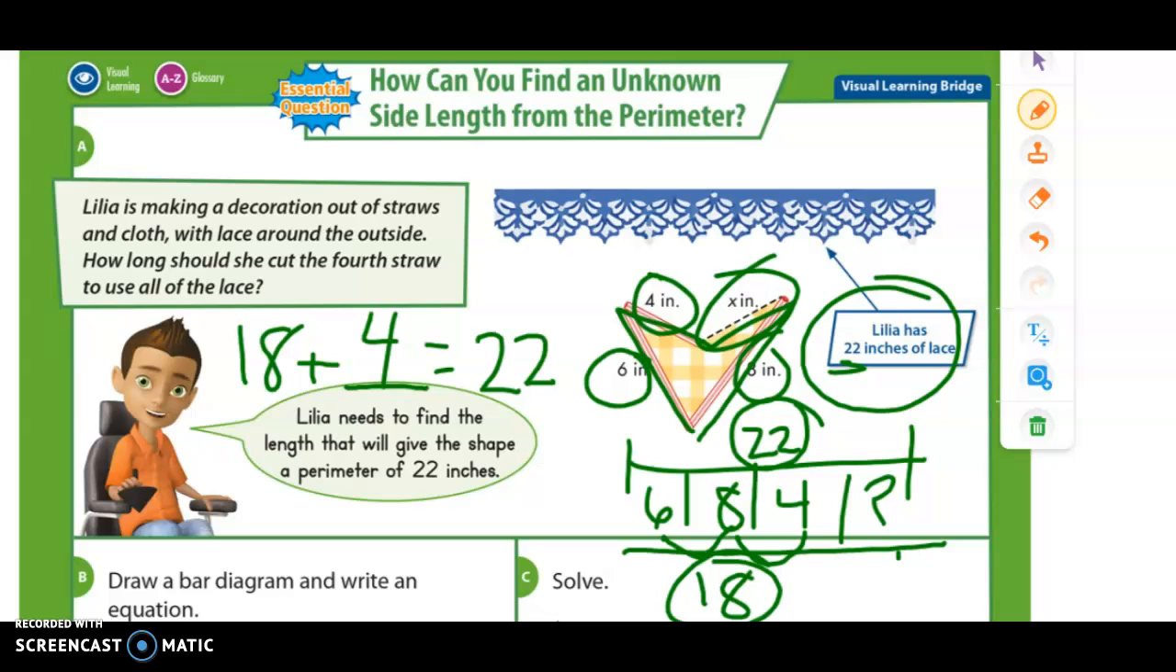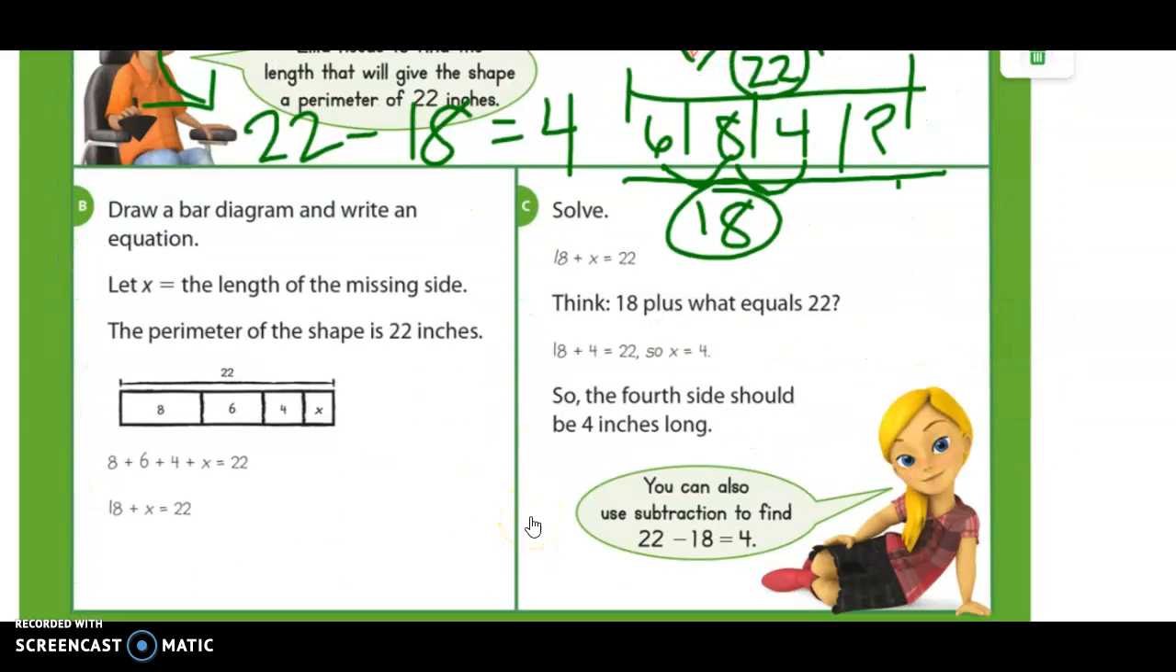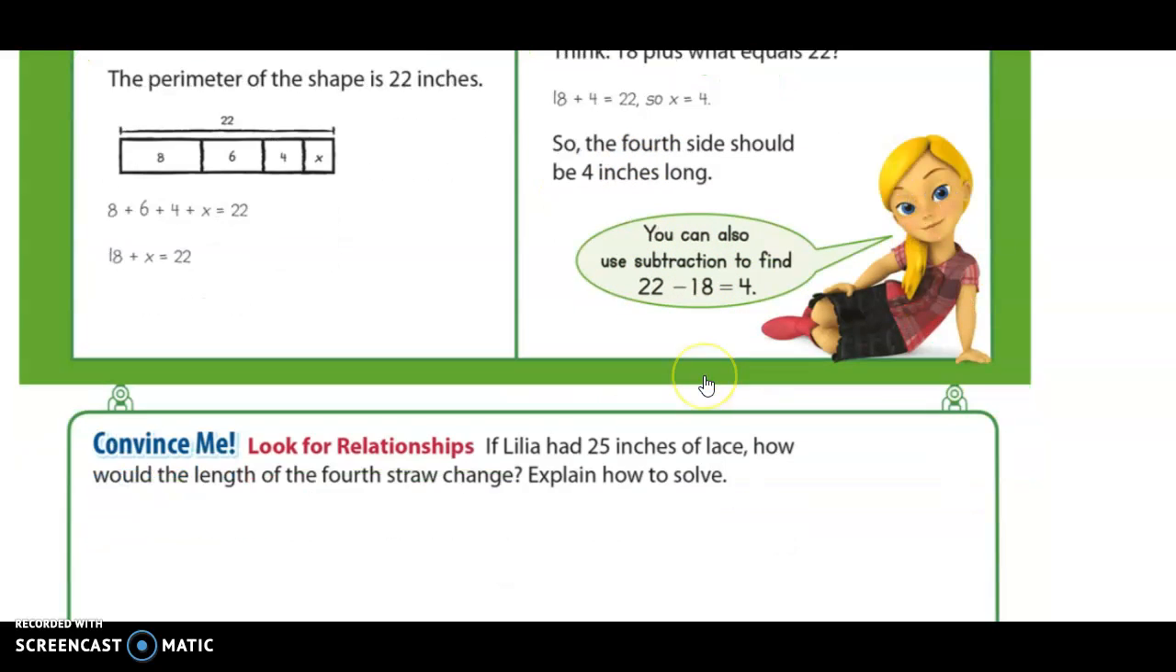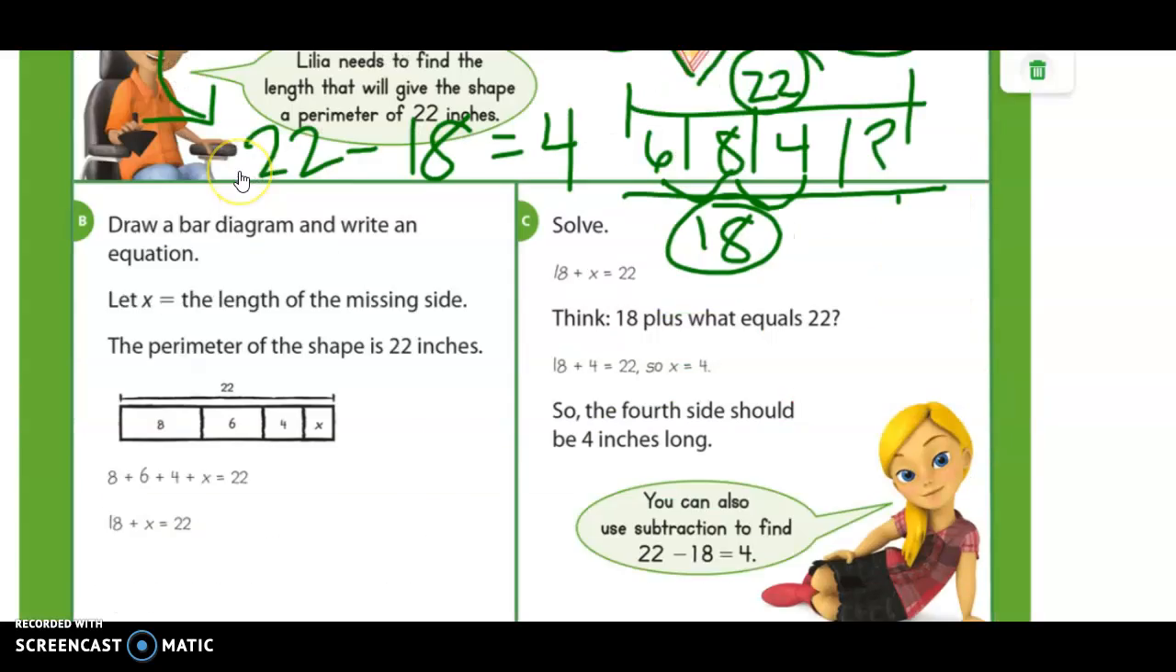Or you can say, hey, I know she needs 22 total. I know she already has 18. She needs this many left. And really, guys, this thinking right here, it's the same. It's just thinking of it as a missing addend or a subtraction. But it's really the same thinking, just backwards. Okay? And they're actually showing that down here, that same thing. We did the missing addition, and then they're saying you can also use that subtraction. They use that bar model just like we did.